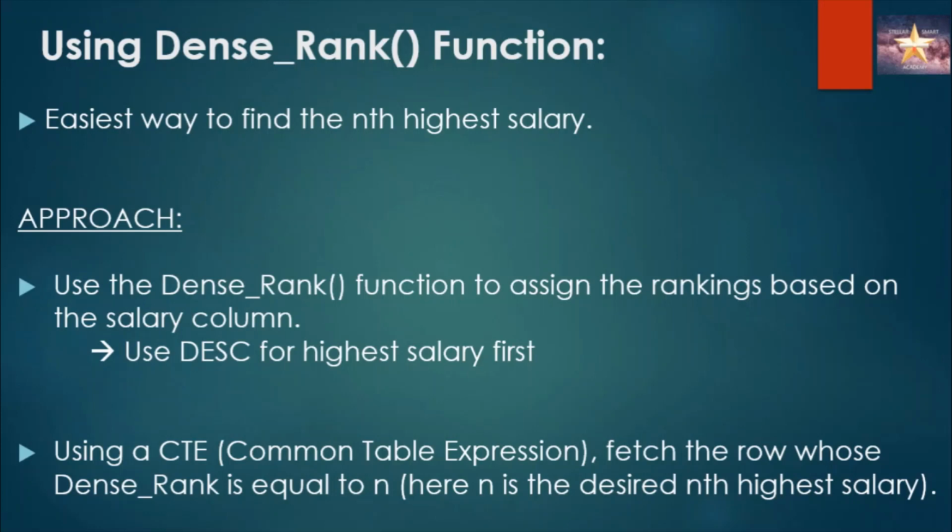For instance, if we want to find the second highest salary, we need to fetch the row whose dense rank is equal to 2. So in this case, it is quite possible that you can get more than 1 row if there are more than 1 employees whose salaries are second highest out of all the employees in the entire table. So let's see this thing in action in SQL Server Management Studio.